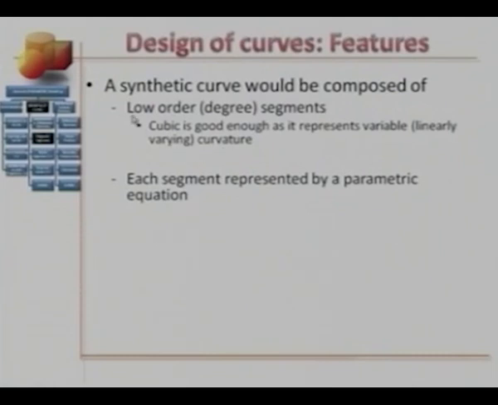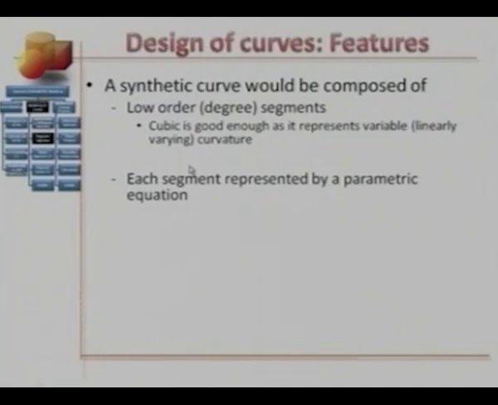There is a reason why we prefer low order or low degree segments, because higher degree segments will have more oscillations or fluctuations, which we don't want. A linear segment will not be good because the slope is constant. A quadratic segment may not be adequate because there the curvature will be a constant. Therefore, a cubic segment will be adequate enough for us.